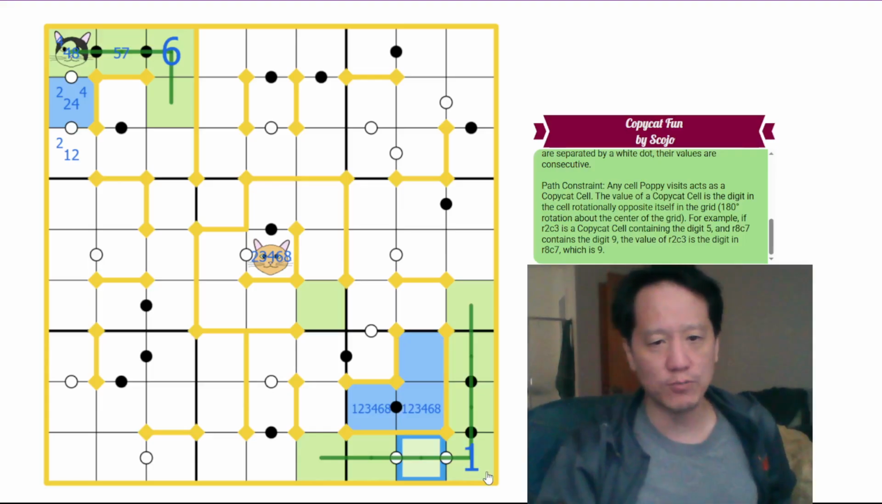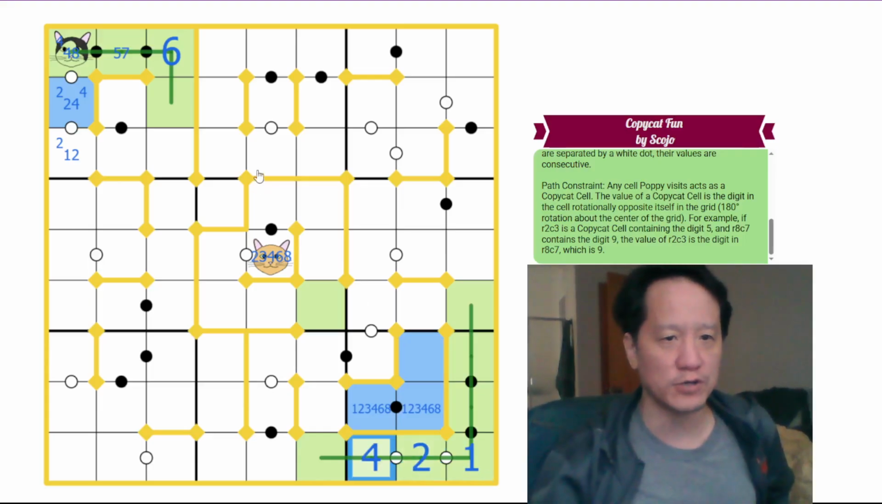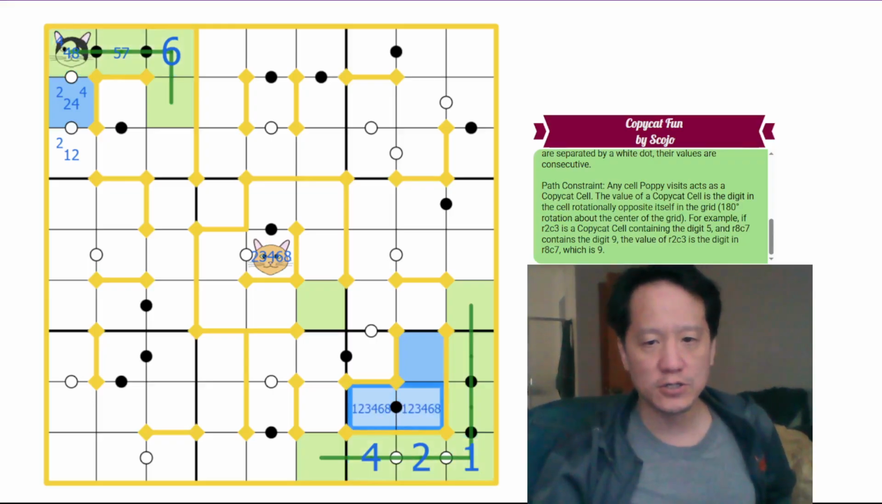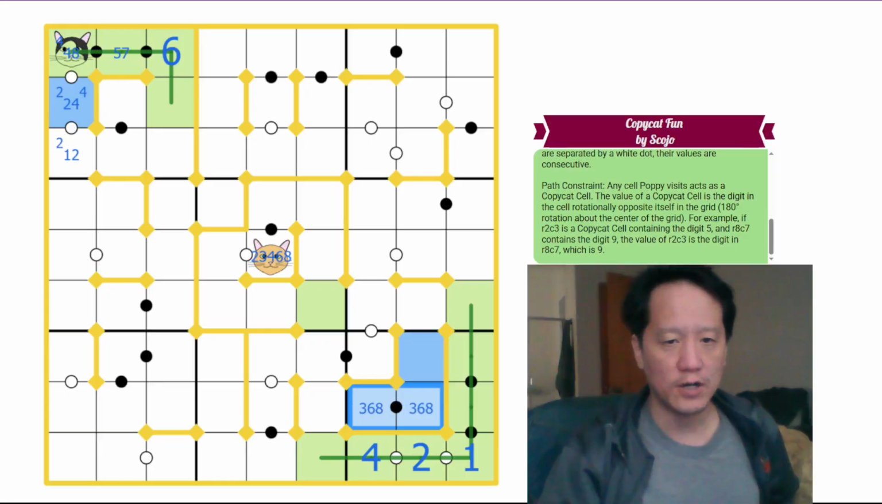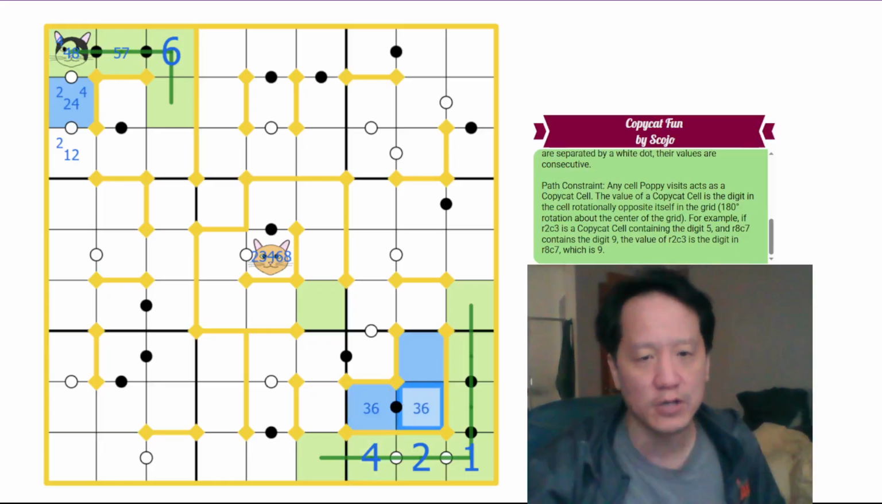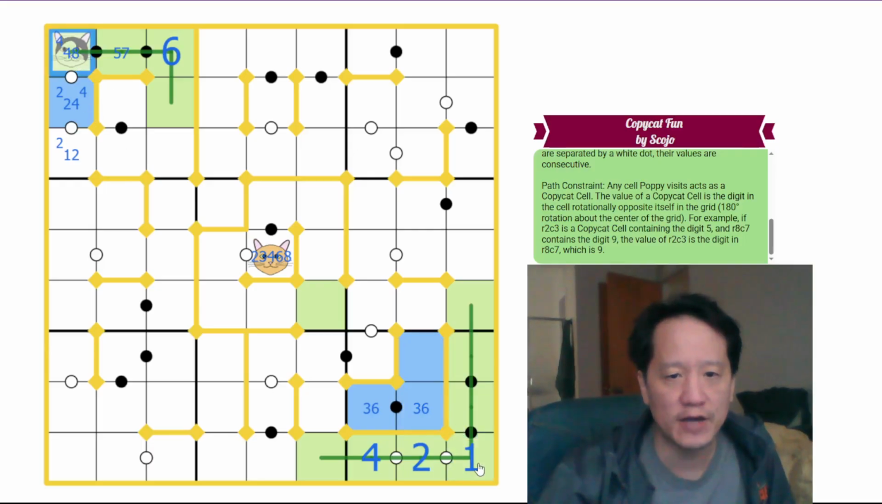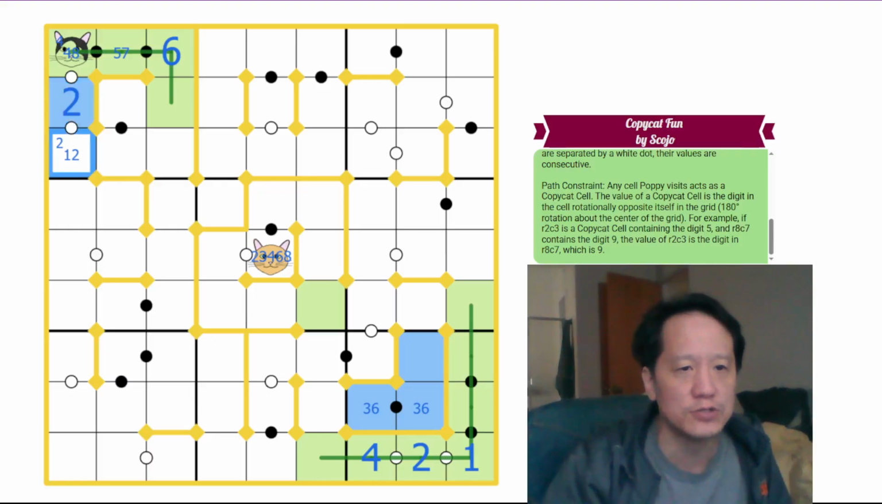So this must be 1, 2, and 4 in a 1 to 2 ratio to match that because these are all copycat cells. So this cannot be 1, 2, or 4. It must be a 3, 6 pair here. Interesting. 1 is consecutive, so that value of that cell is 1. So that makes this a value. This has to be a 2, which makes this 1. That's interesting. So this is 2 and 1.